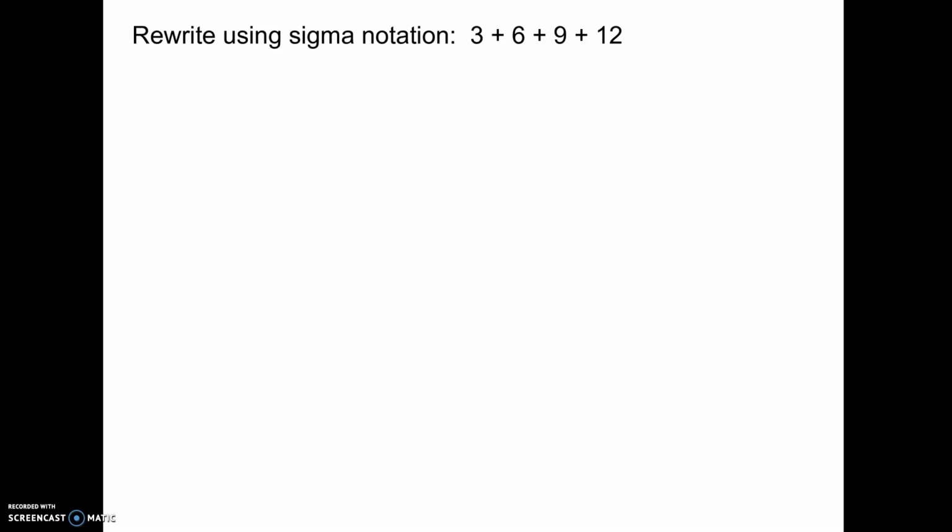Okay, here's another one. In this scenario, you're not given the summation. You're asked now to go in the opposite direction and rewrite it using sigma notation. So this sequence is finite, meaning that there's a set number of terms. First thing you want to do, see if it's arithmetic, see if it's geometric. Right now, to go from 3 to 6, I add 3. Do I add 3 to go from 6 to 9? Yes. Do I add 3 to go from 9 to 12? Yes. So it's arithmetic, and your common difference is 3.